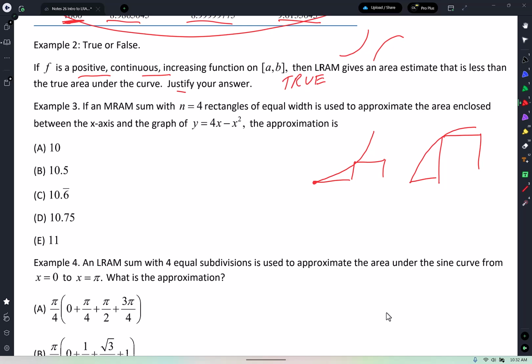All right. Example 3. If an MRAM sum with n equals 4 rectangles of equal width is used to approximate the area enclosed between the x-axis and the graph of y equals 4x minus x squared, the approximation is? Okay, let's see. Ready, guys? I'm going to go ahead and factor out an x so I can see the symmetry here: x times (4 minus x). So it's 0 at 0 and 0 at 4, which means I have a vertex at 2. So it probably looks something like this.